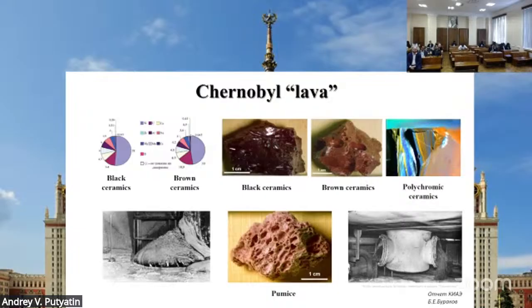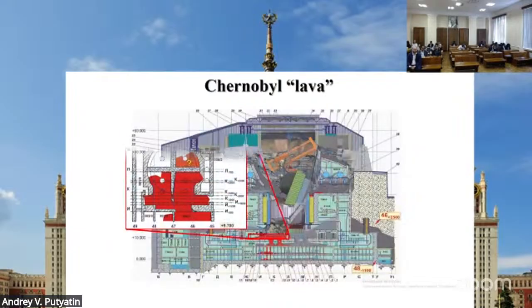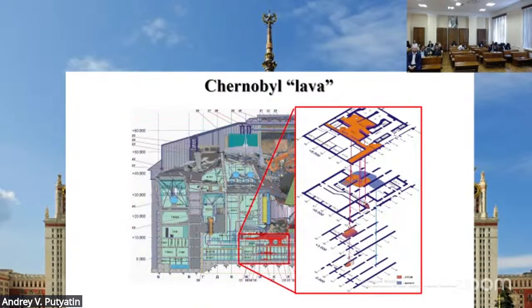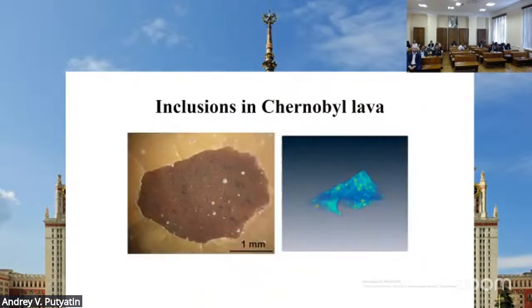When the lava goes into water, it starts to form so-called pumice. And here, for example, you see photographs of the steam discharge corridor in the reactor building, and you have some flows of frozen lava. So the lavas were forming in the Chernobyl case under the reactor building. You have some schemes of different lava flows.